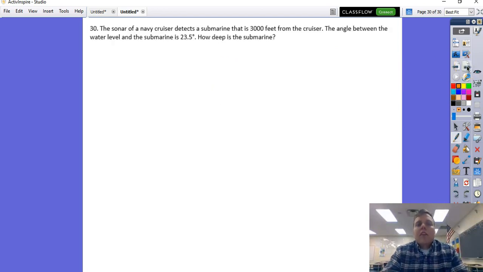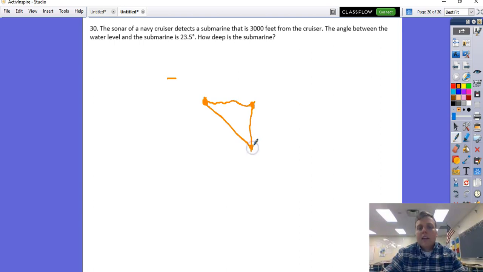Alright. Problem 30. The sonar of a Navy cruiser detects a submarine that is 3,000 feet from the cruiser. The angle between the water level and the submarine is 23.5. How deep is the submarine? Alright, so we have a ship above water, so we're just going to make that a point. So here's my ship above water. It detects some kind of submarine that is 3,000 feet away. And then there's some water going on right here. So we're going to call this water. Let me draw another line connecting them.